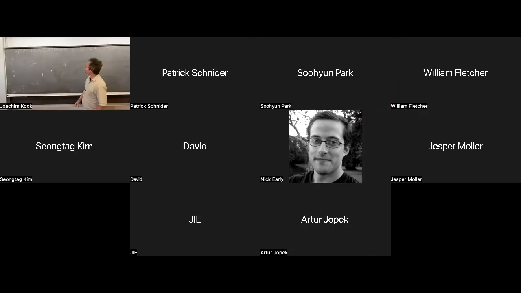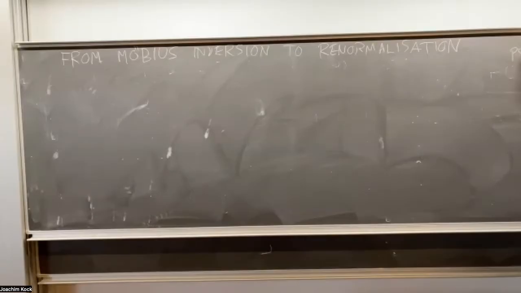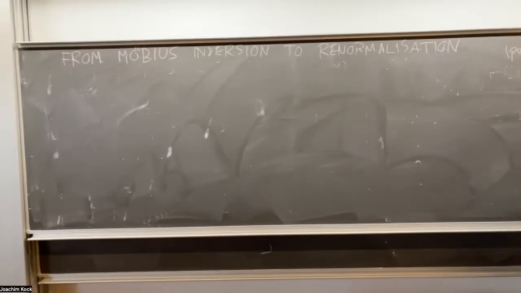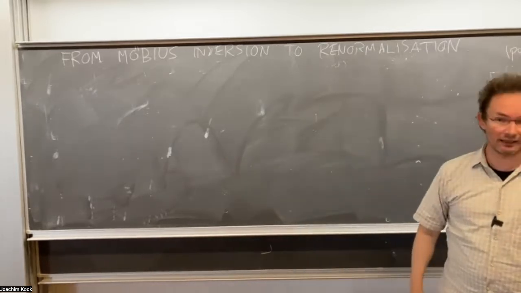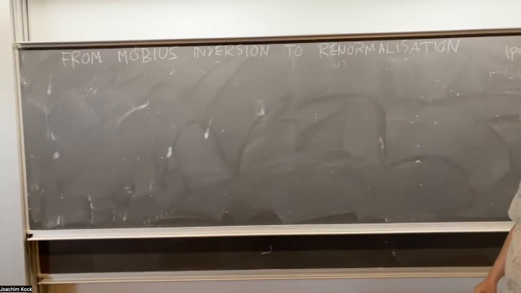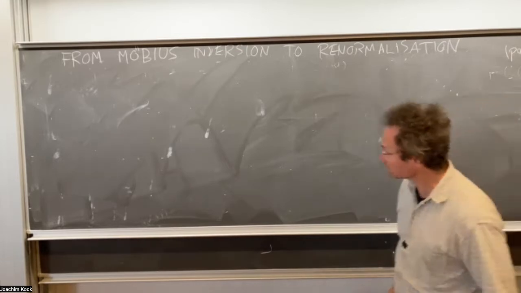The title is From Möbius Inversion to Renormalisation. I will start quite slowly with Möbius inversion, and I think many of you already know all that. If it's too slow, you can look in a paper I have with the same title. You can find it on the archive, for example, if you want to read ahead while I do the slow parts, which is about Möbius inversion.